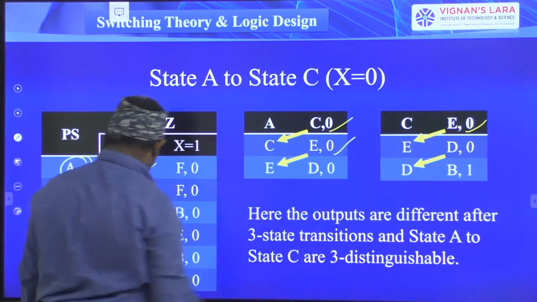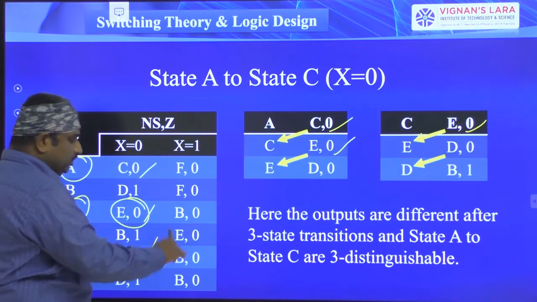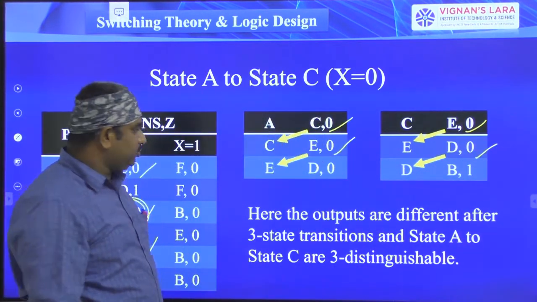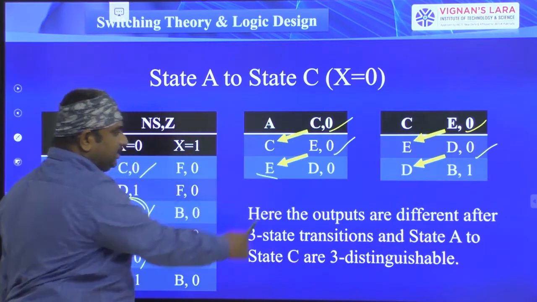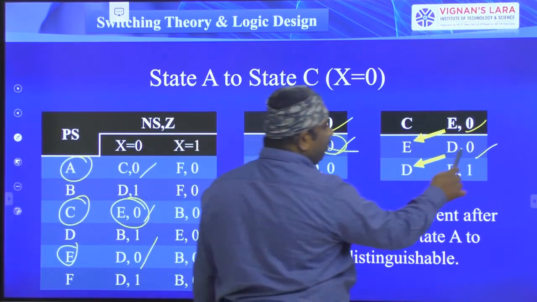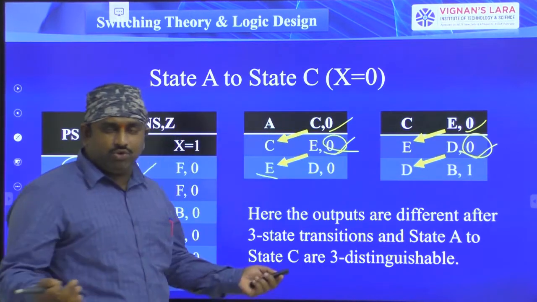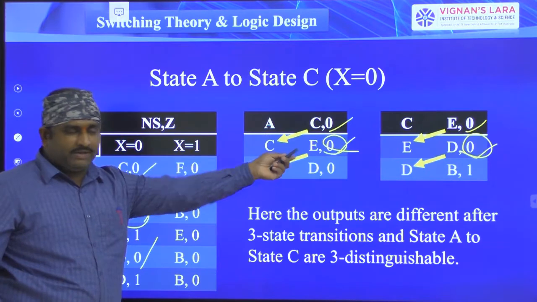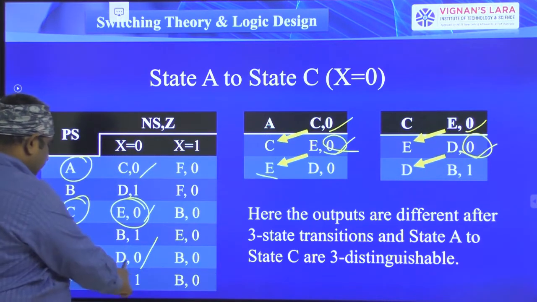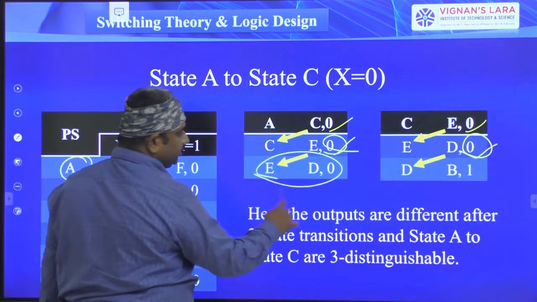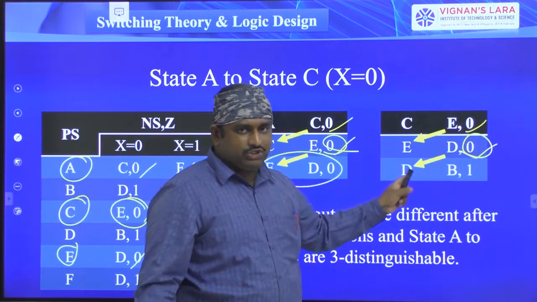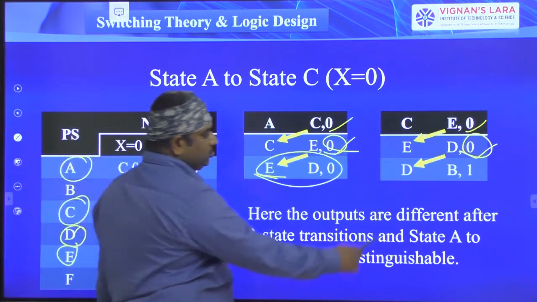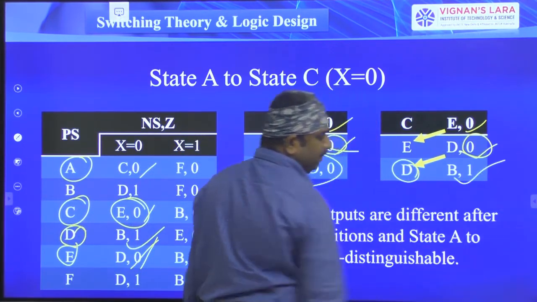If it is G, the next state is D comma 0. You have to write that down here: present state is G, next state is D comma 0. In this case also, both the outputs are 0, 0, so there is no distinguishable here, right? Next, if the present state is J, the next state is D comma 0. Now, if the present state is D, the next state is B comma 1.